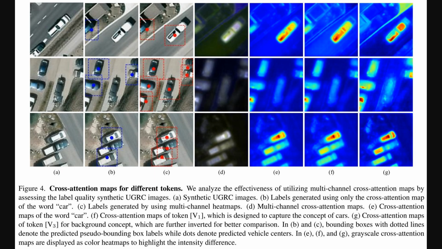And this figure gives us a fantastic visual for why that stacked approach is so effective. On the far left, you see the synthetic images the model created. Now, look at the second column. Those are labels generated using only the cross-attention map for the word car. Notice how it sometimes misses vehicles. But in the third column, using their multi-channel method, the labels are much more accurate and comprehensive. The heat maps on the right show the secret sauce. Each one focuses slightly differently, helping to cross-verify the location of each car.